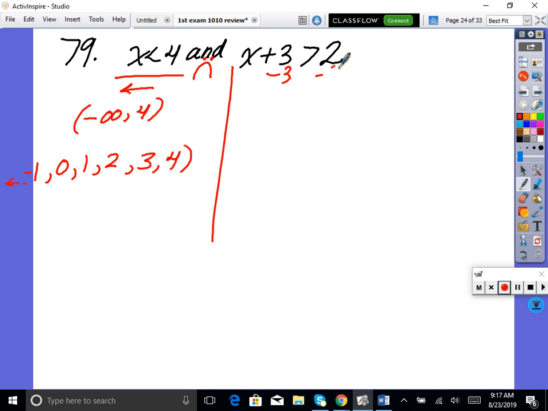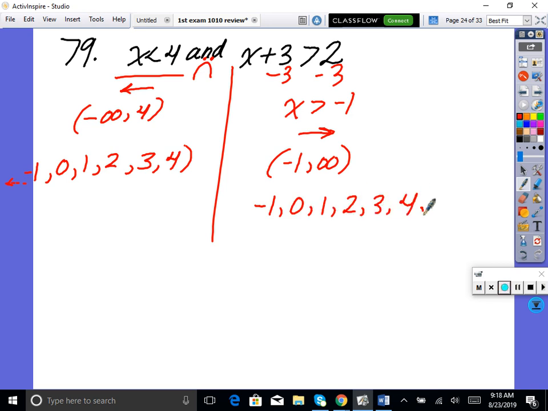Okay, let's do this one. Subtract 3. X value is greater than negative 1. So that would be pointing that way. Notice that would be negative 1 to infinity with a parenthesis because it's not including. So what would that look like? Negative 1, 0, 1, 2, 3, 4, 5, and to infinity. All right, so now it's the intersection. So let's see where these things intersect.